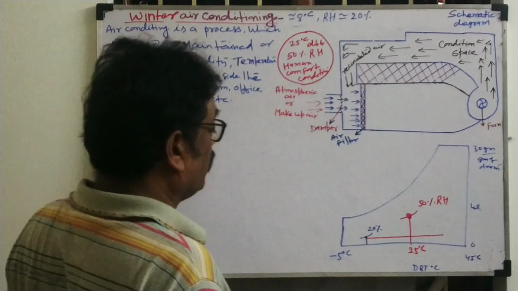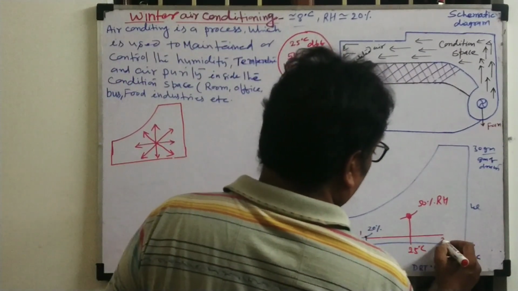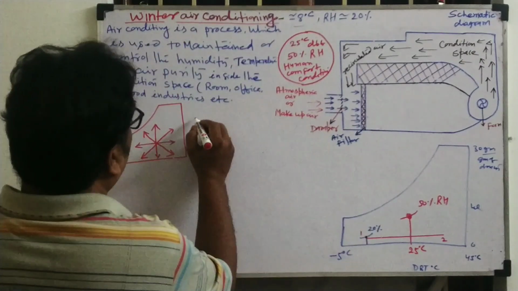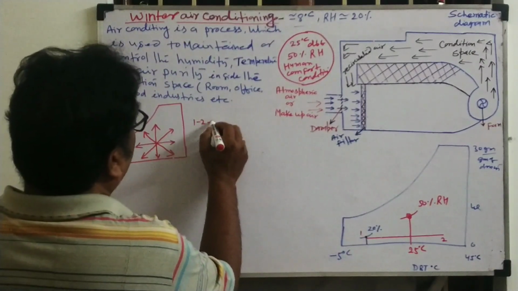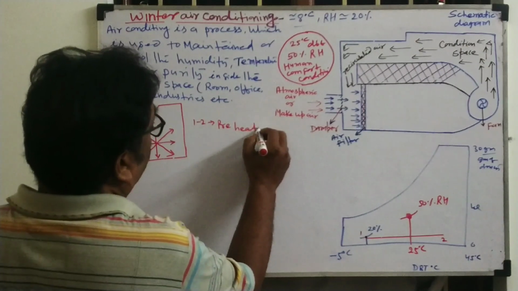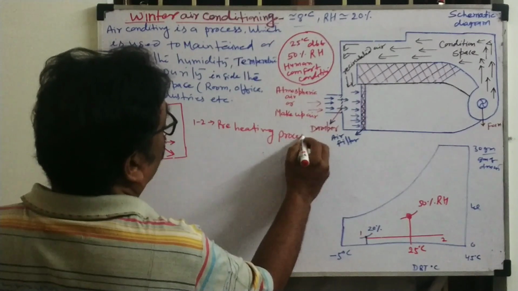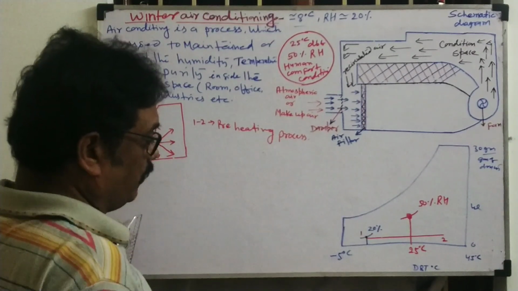This is called the preheating process. So we give it a name, 1 to 2. We'll write here 1 to 2, preheating psychrometric process, 1 to 2 preheating process.